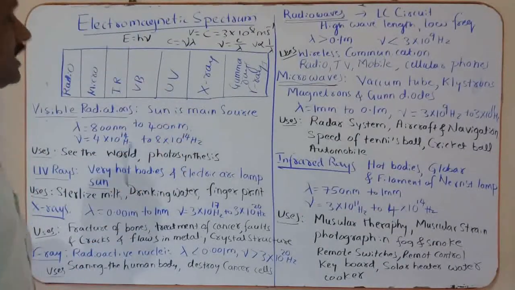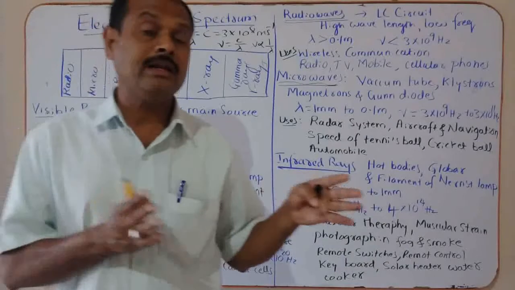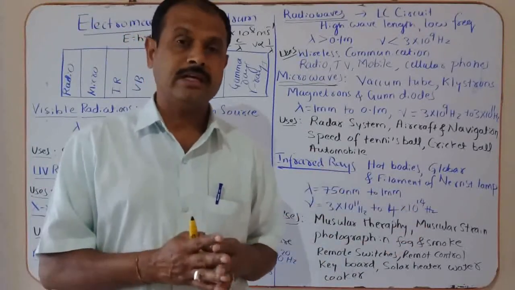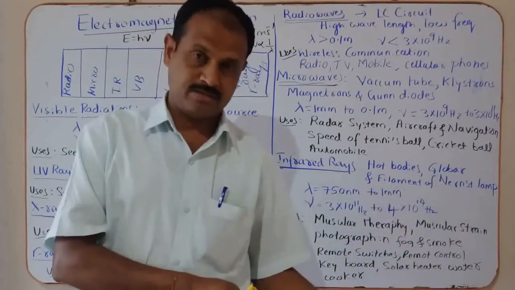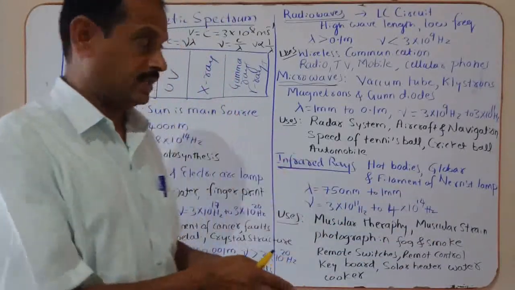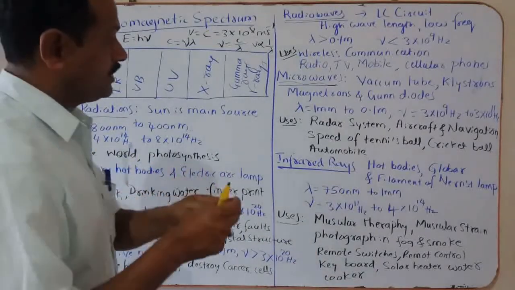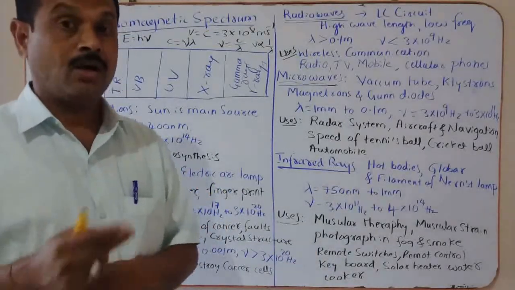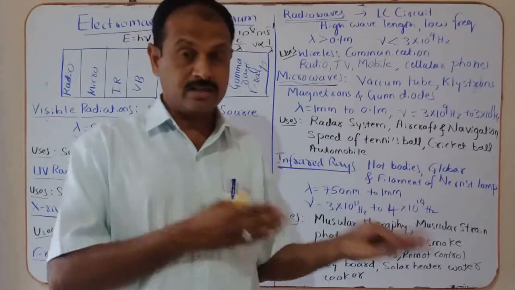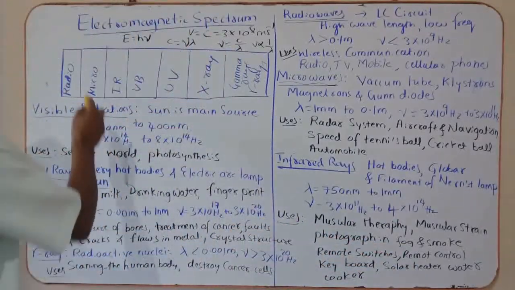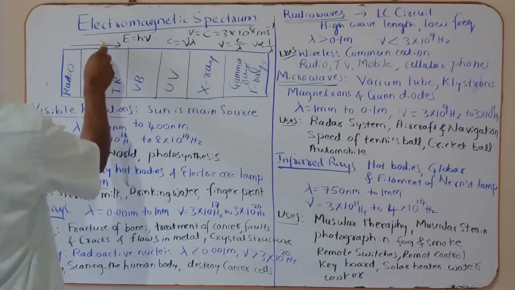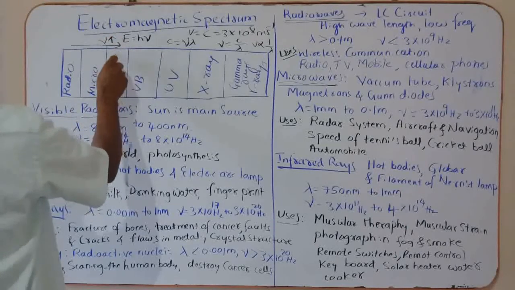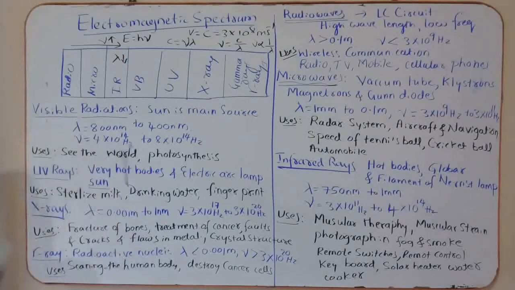Now what is the electromagnetic spectrum? It is an orderly arrangement of the different electromagnetic radiations according to their wavelength or according to their frequency. A decrease in the frequency means an increase in the wavelength, or a decrease in the wavelength means an increase in the frequency. But in this case, there is a decrease in the wavelength and an increase in the frequency. Frequency goes on increasing, but wavelength decreases. That is the arrangement of the electromagnetic spectrum.